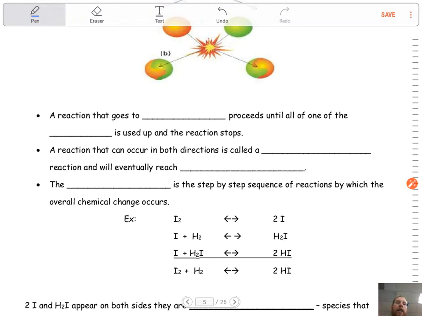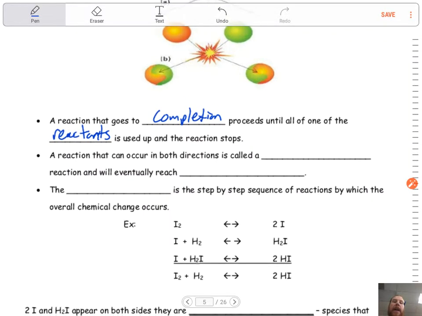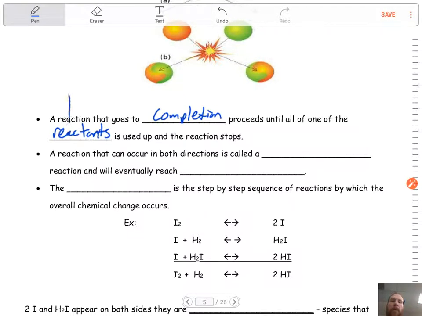Okay. Now, in terms of reaction, a reaction that goes to what we call completion, okay, proceeds until all of one of the reactants is used up. Okay, so completion means you've completely run out of something. Now, review question here. If one of the reactants is being used up, what do we call that reactant? This is a review from way back in the mole unit, unit 3. What's that called? That reactant that runs out first. That would be your limiting reactant. Okay, the limiting reactant runs out first.